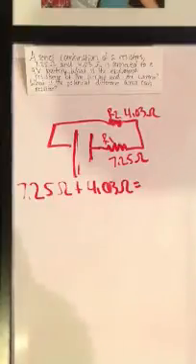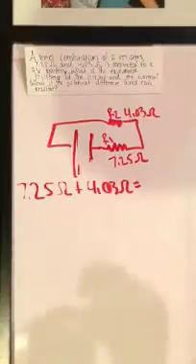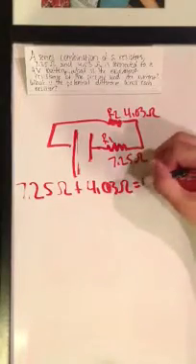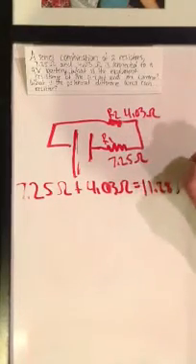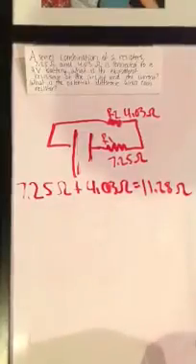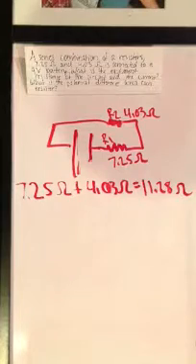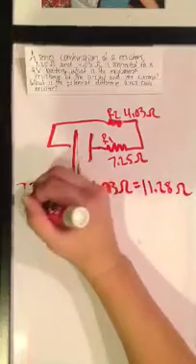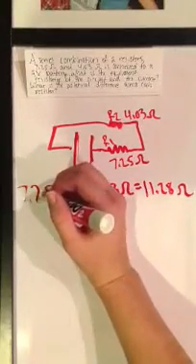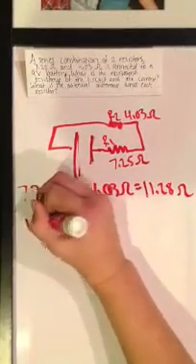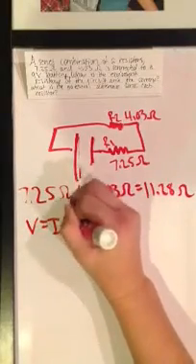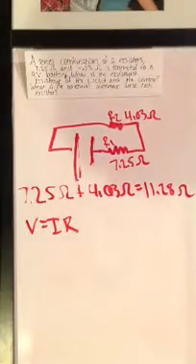When you add 7.25 ohms plus 4.03 ohms, you get 11.28 ohms. And that is the equivalent resistance. Now, to find the current of the combination, you have to use the equation that total voltage equals total current times the equivalent resistance.